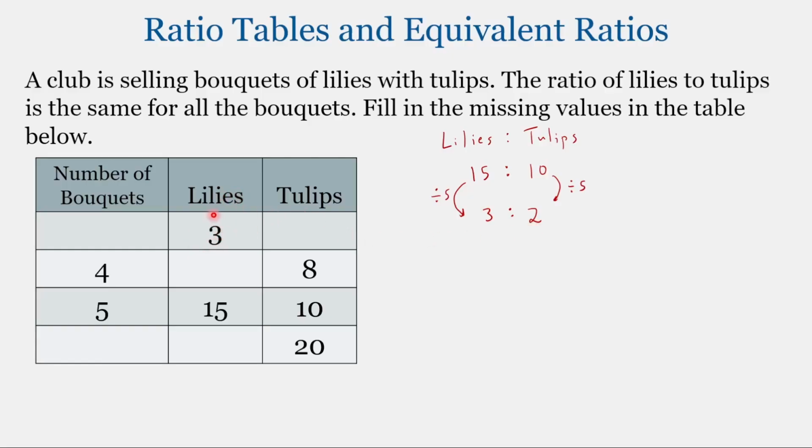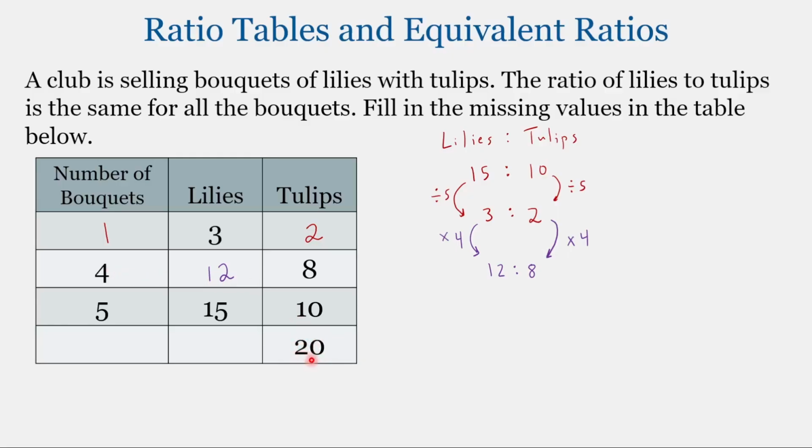Well, one of our columns has 3 lilies in it. And so for 3 lilies, we're going to have 2 tulips. And that's going to give us 1 bouquet. So it's the simplest ratio for 1 bouquet. Now if we have 8 tulips, to go from 2 to 8, we're going to multiply this by 4. So multiplying both sides of this ratio by 4, this is going to give us 12 to 8. So for 8 tulips, we'll have 12 lilies. And this is 4 bouquets.